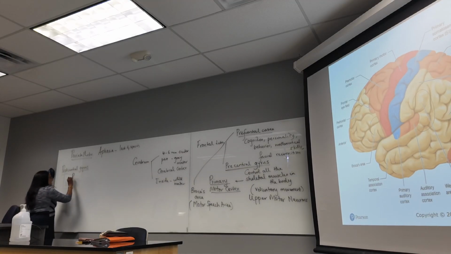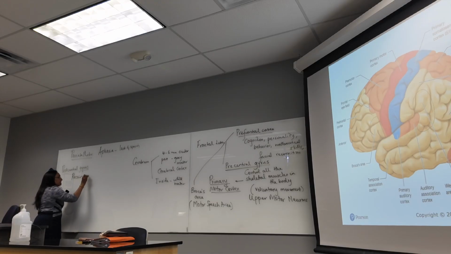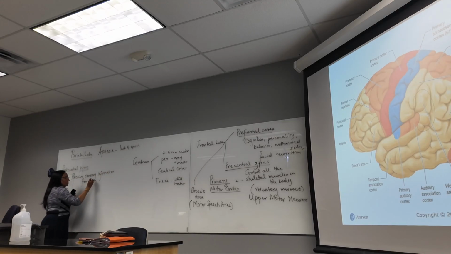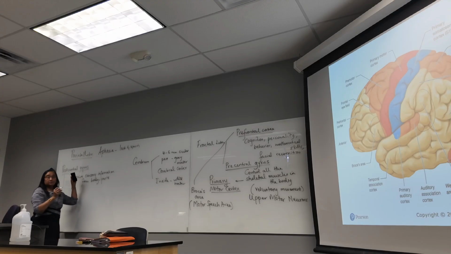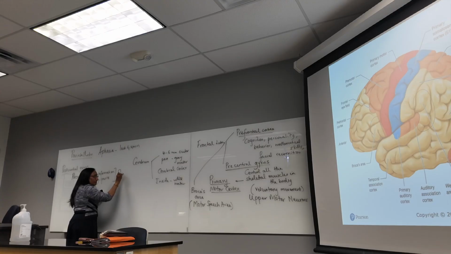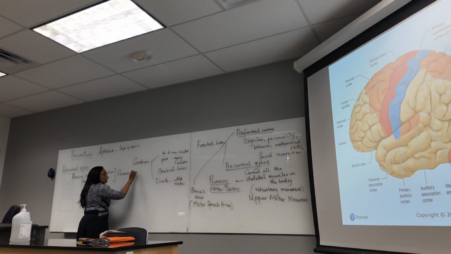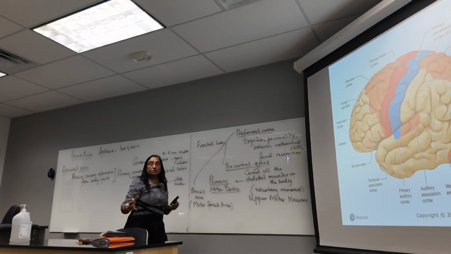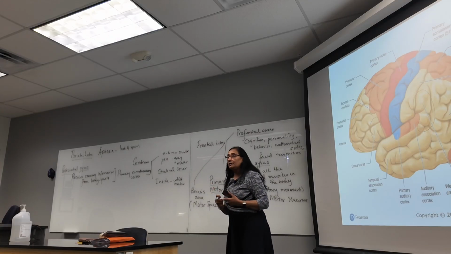Neurons here receive sensory information from body parts. Okay? So this post-central gyrus is known as the primary somatosensory cortex. Primary somatosensory. Soma means body. So receiving the sensory information from the body parts.